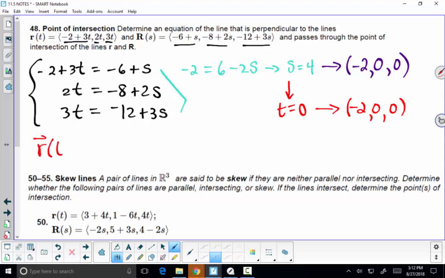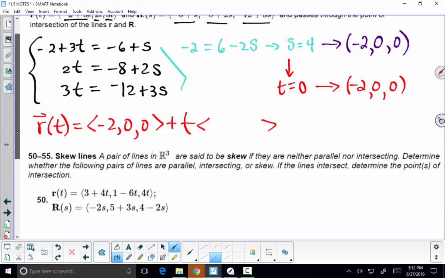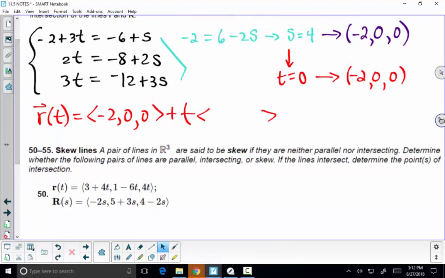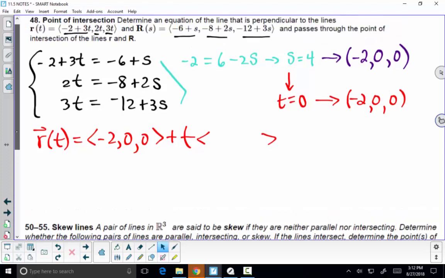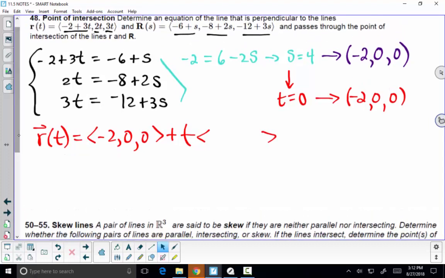So when we build our line, we're going to have -2, 0, 0 as our displacement vector, plus t times a direction vector. And how are we going to find that direction vector? Taryn, you said it earlier. If we're going to be perpendicular to both of those, we take the direction of line 1, the direction of line 2, and cross them.